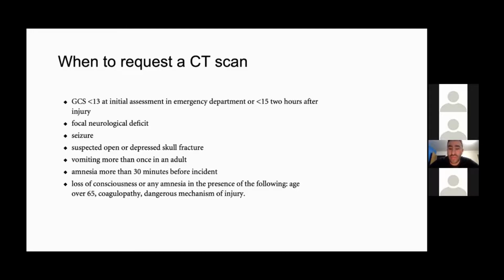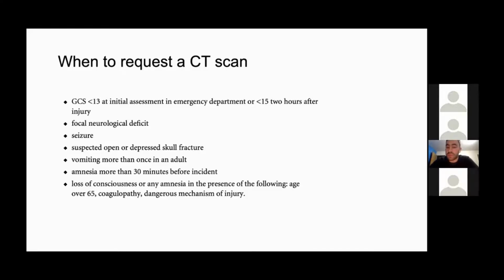It goes without saying, if someone has a focal neurological deficit, if they have any weakness, then you're going to order a CT scan to work out what's wrong. If they have developed a seizure, bleeds or other intracranial injuries can cause seizures. If you think that there's a fracture, then of course CT is one of the best modalities to look at the features of that fracture. And if they've vomited more than once in an adult, this is another interesting one, in that you're allowed to vomit once after a head injury. But if you vomit more than that, then it's an indication for a CT.